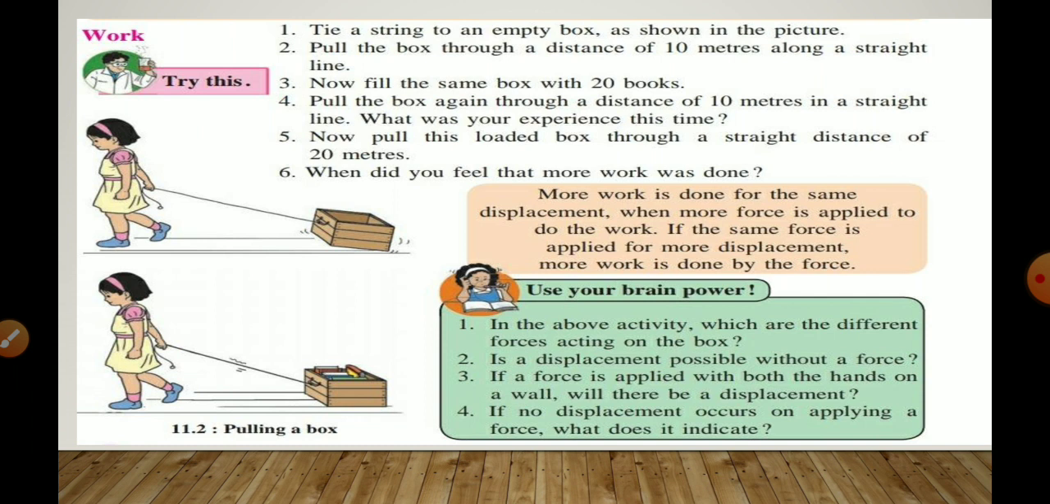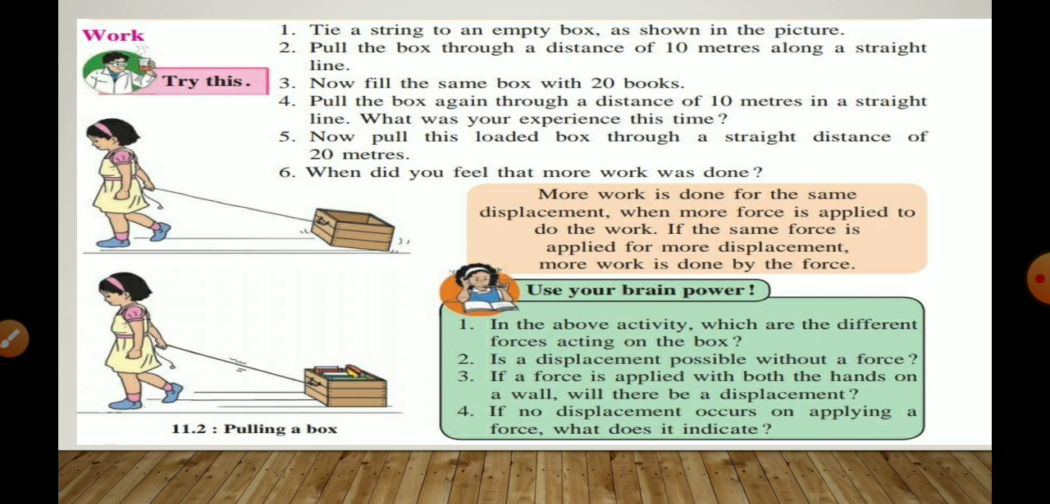Use your brain power. In the above activity, which are the different forces acting on the box? Which forces are acting on the box? Come on, tell me.